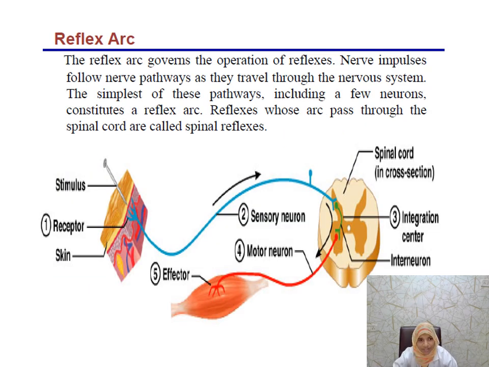So we have seen a reflex arc. What is a reflex arc? It governs the operation of the reflexes. Nerve impulses follow nerve pathways as they travel through the nervous system. The simplest of these pathways, including a few neurons, constitutes a reflex arc. Reflexes whose arcs pass through the spinal cord are called spinal reflexes. So what are the components of a reflex arc? First is the receptor. Second is the sensory neuron or the afferent. Third is the integrating center. The fourth is the efferent neuron or the motor neuron. And the fifth one is the effector.